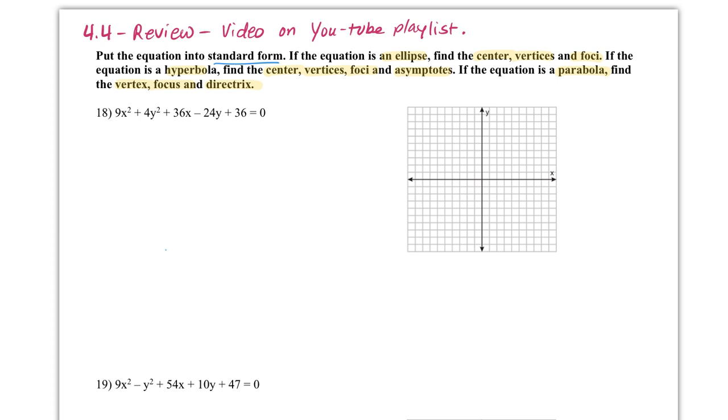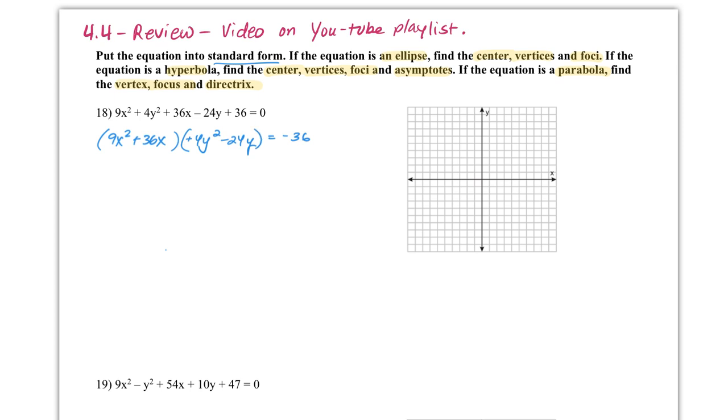What you're going to do first is look at what's being squared. Here you've got an x squared and a y squared. Since you have two variables being squared, you know it's not a parabola. So we're going to put our x's together, 9x squared plus 36x plus 4y squared minus 24y, and move our constant to the other side. And we're going to complete the square for the x's and for the y's.